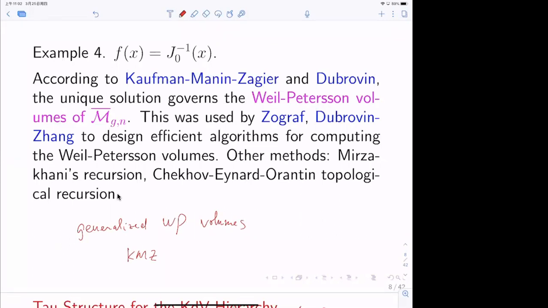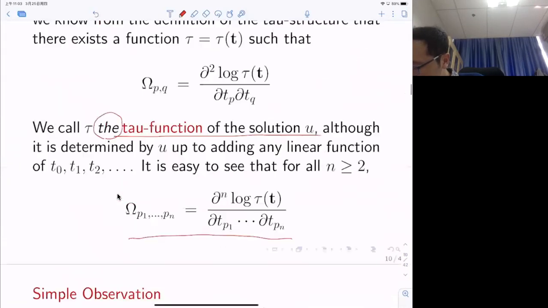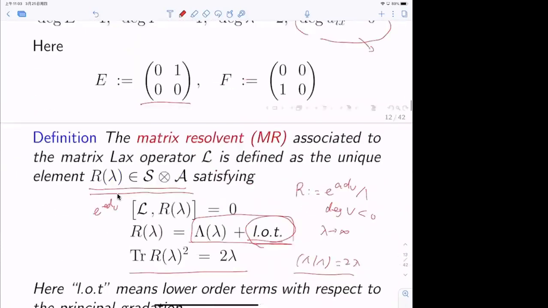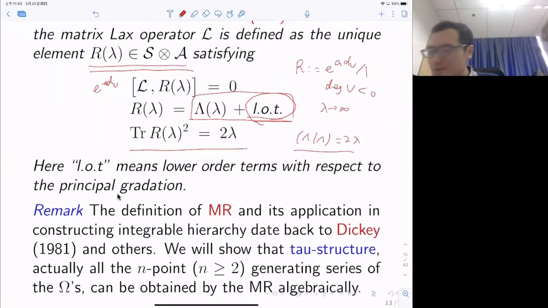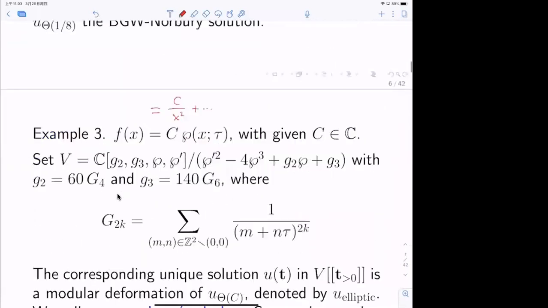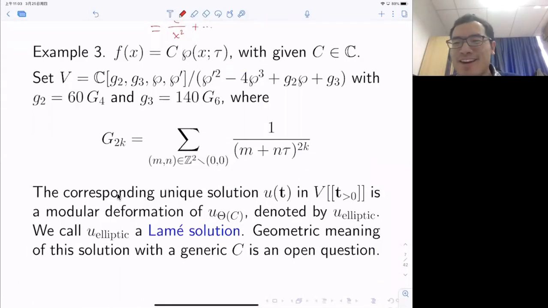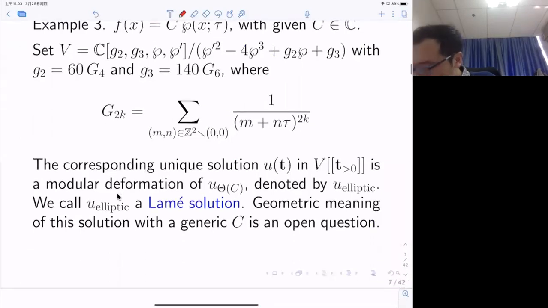Okay, now one more question. I remember that in the third example you mentioned that there is an open question. What's that? The Lamé case, Lamé function case. I mentioned open. Yeah. So at the beginning you gave 4 examples, and the third example is Lamé function. Okay, I see. Yeah, you're right.